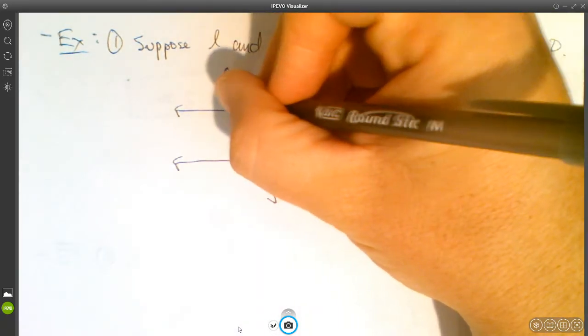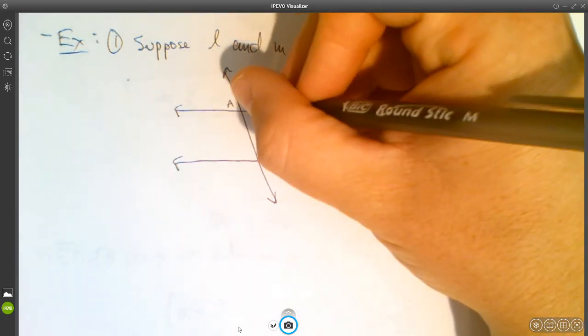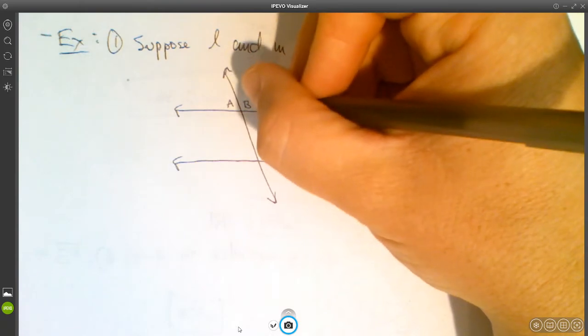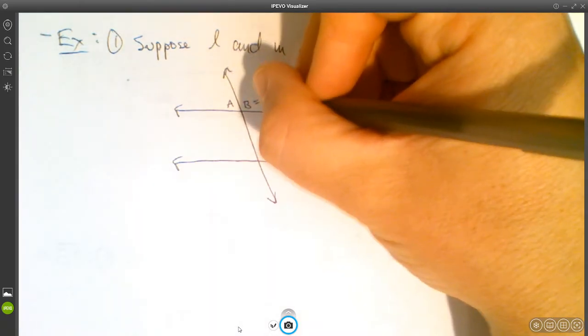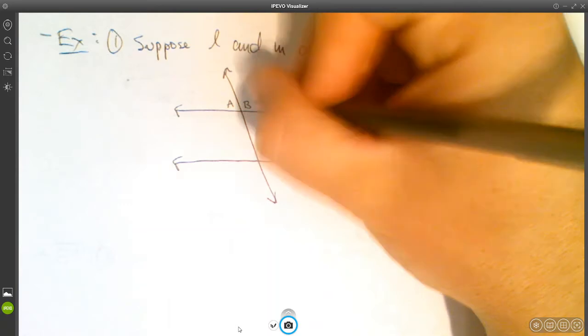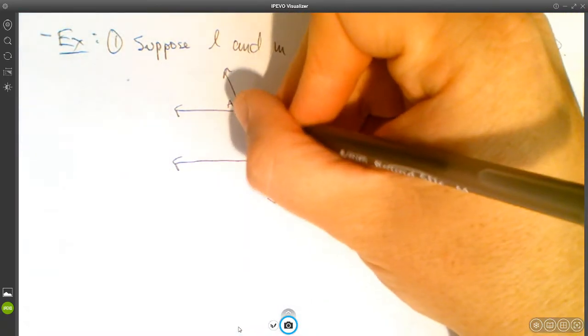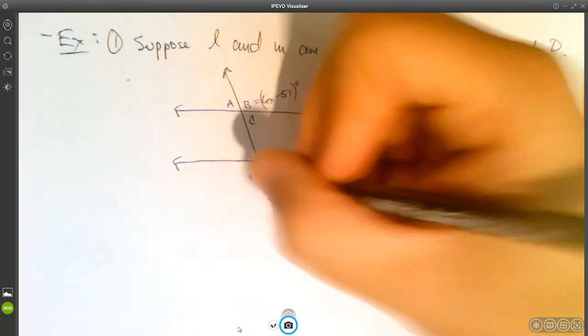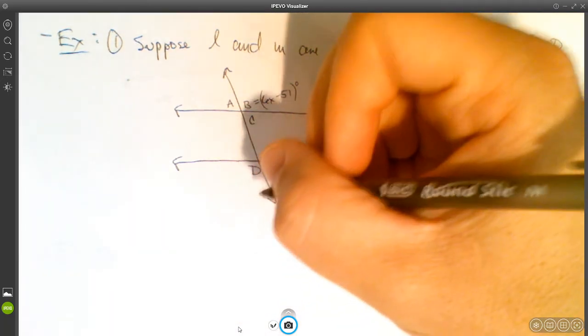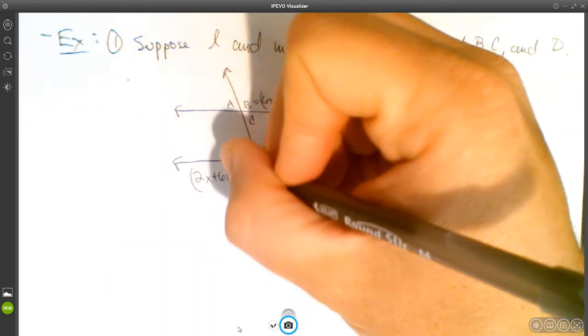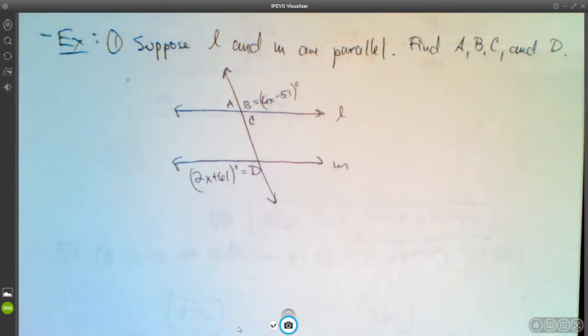Let's say that this is angle A. Let's say that this is angle B. And let's say that angle B equals 6x minus 51 degrees. Then let's say that this is angle C, and that this is angle D. And let's say that angle D is 2x plus 61 degrees. Okay? So let's see if we can figure out what angles A, B, C, and D are.